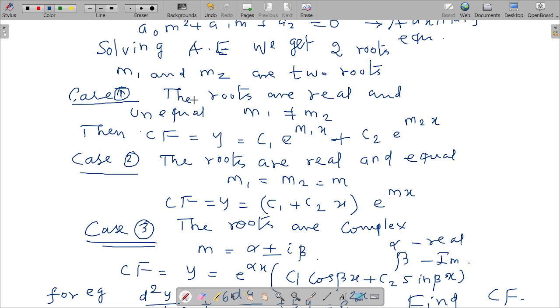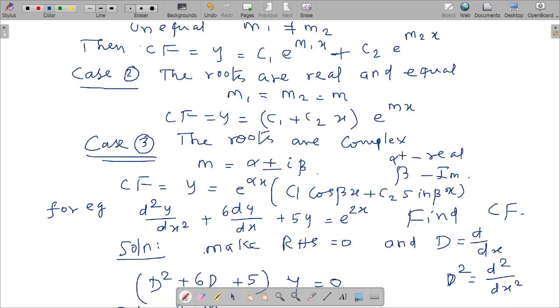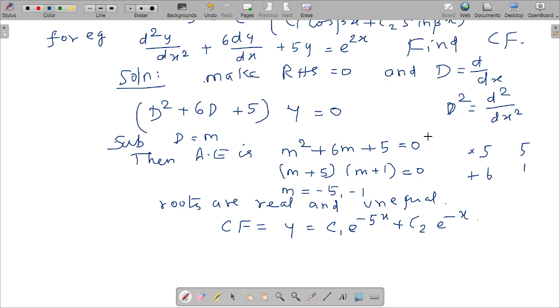We get two roots. The roots are real and unequal, or the roots are real and equal, or the roots are complex. So based on the three cases, we can write the solution y. In case the right hand side is equal to 0 directly, you don't need to write the particular integral. After writing the complementary function, there is no other solution. So you can write y equal to c1 e power minus 5x plus c2 e power minus x, like that.